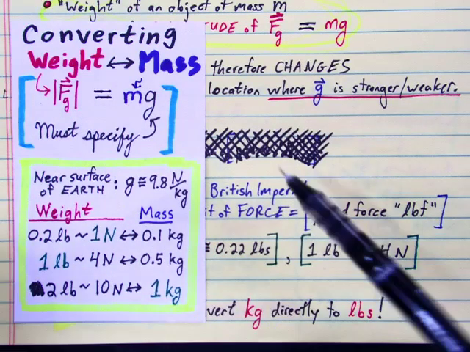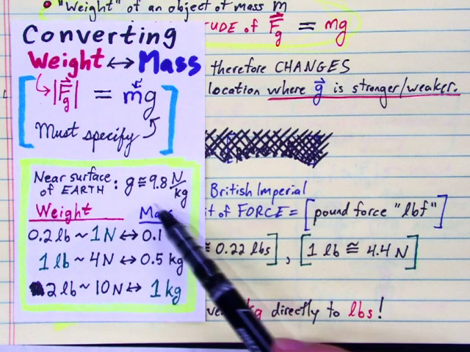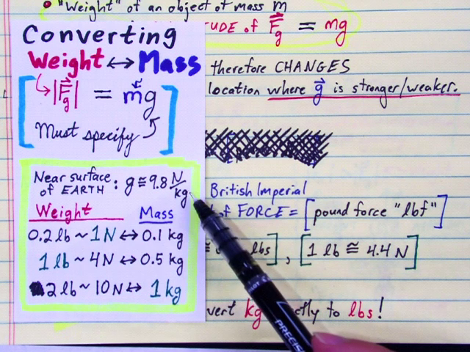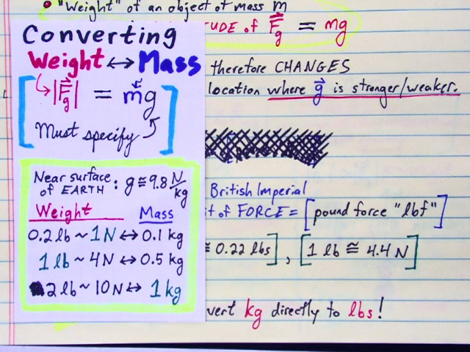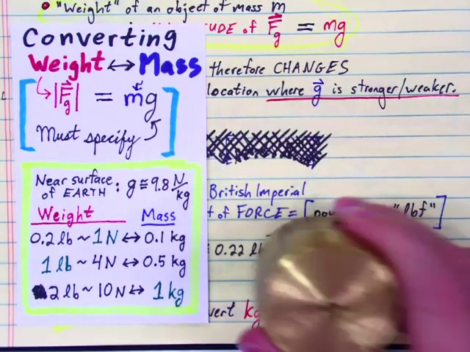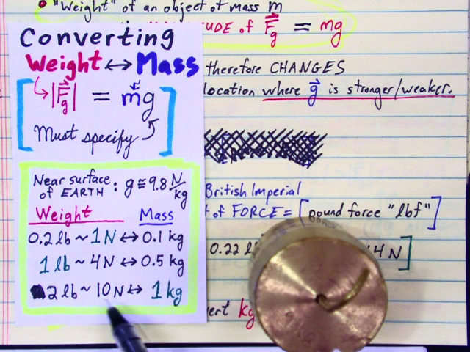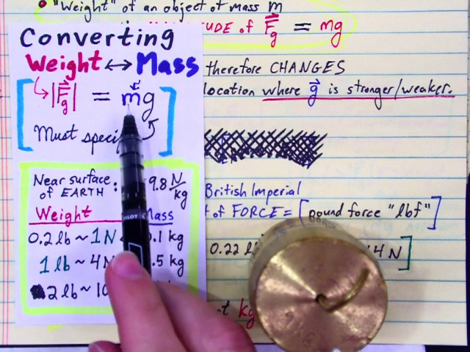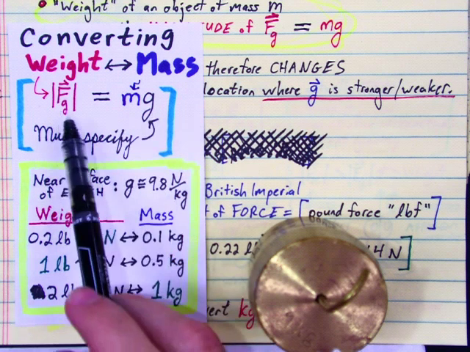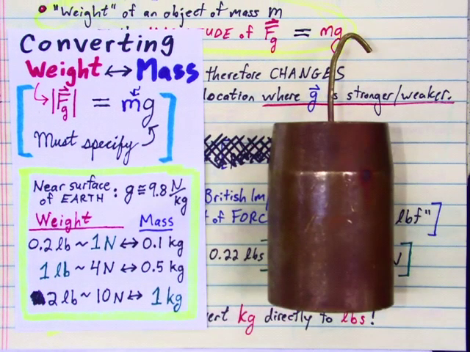So, for instance, on the surface of the Earth, where little g, the strength of the gravitational field, has value 9.8 newtons per kilogram, a 1 kilogram object, like this piece of brass right here, experiences a gravitational force with a strength of 9.8 newtons, or about 10 newtons. 1 kilogram times 9.8 newtons per kilogram is about 10 newtons of force. So this kilogram weighs about 10 newtons, which is equivalent to about 2 pounds.